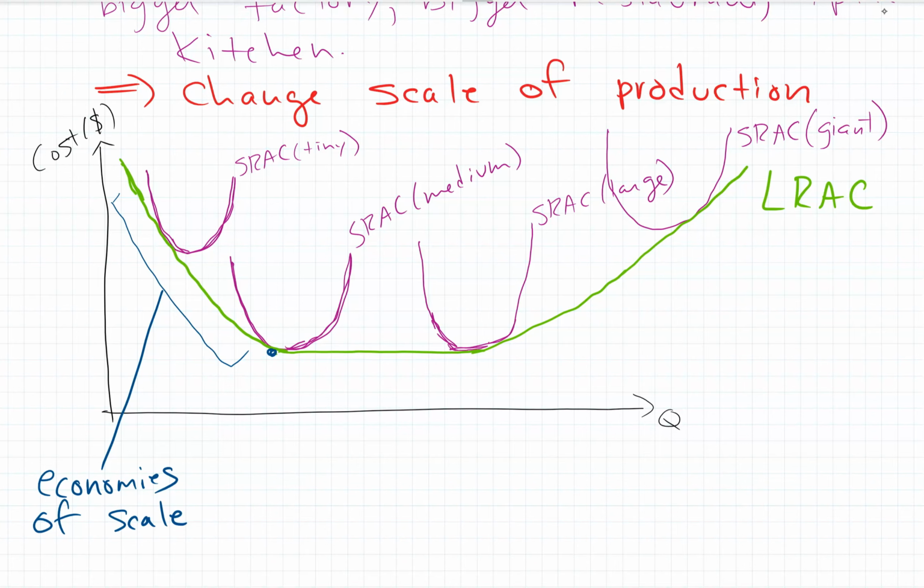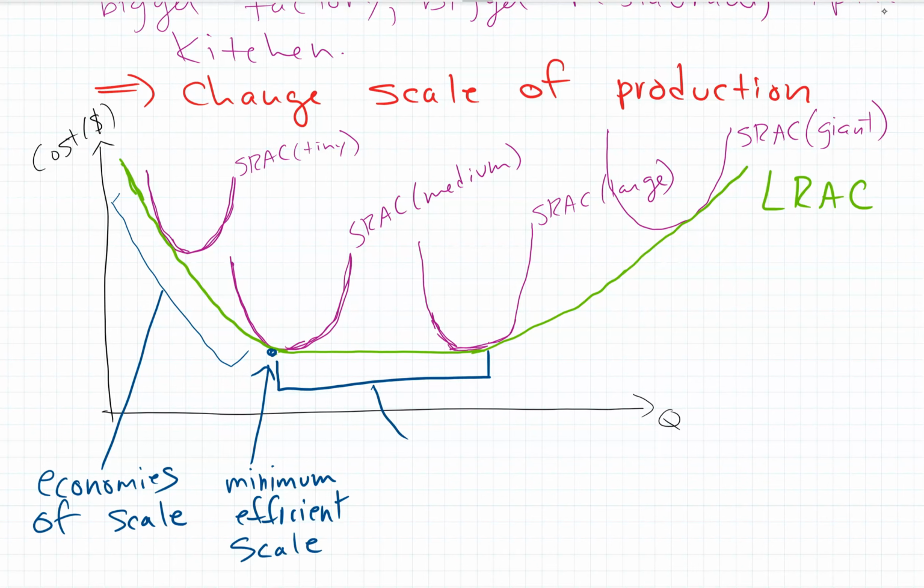Then we get to some point where we reach this. This is called the minimum efficient scale. Efficiency here means the lowest cost possible, or at least the lowest average cost possible. So this one is big enough. Now it's as good as we can do in terms of efficient cost structure.